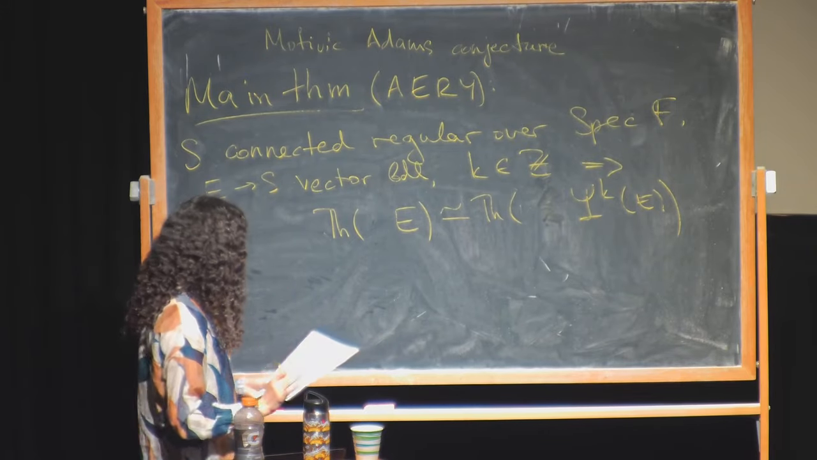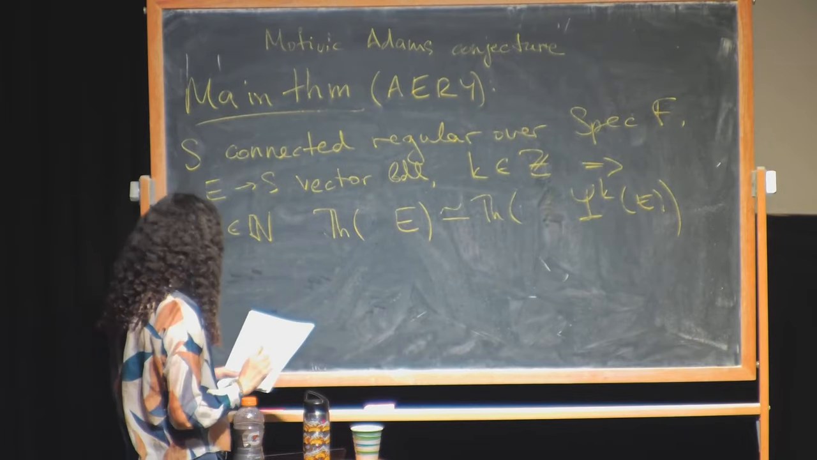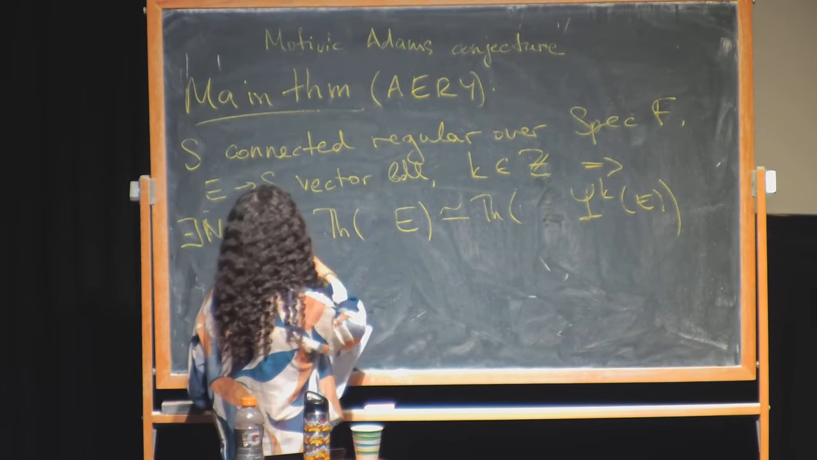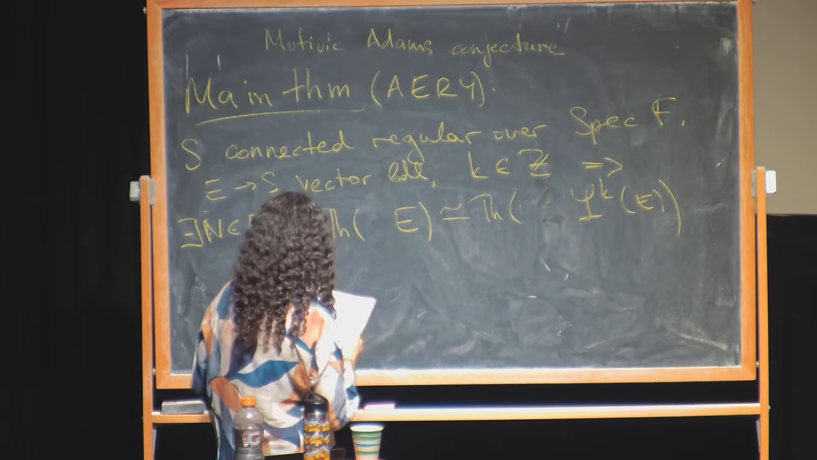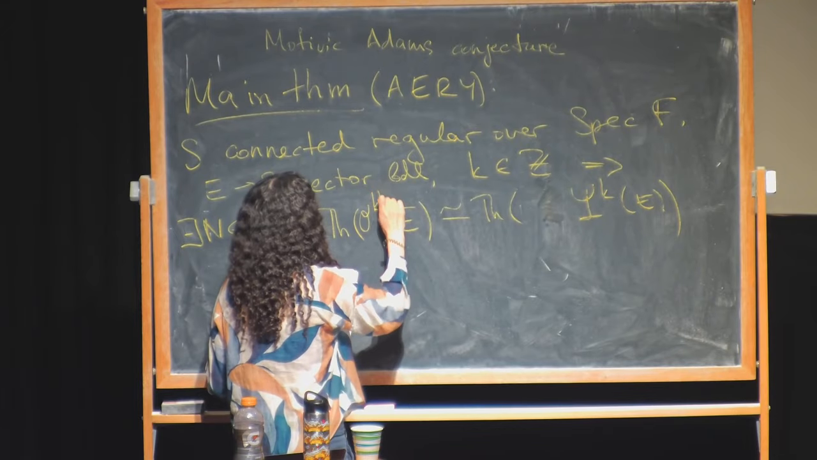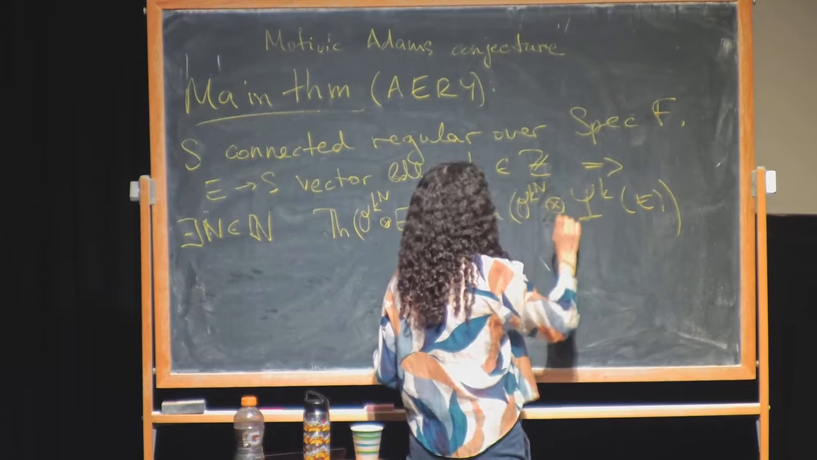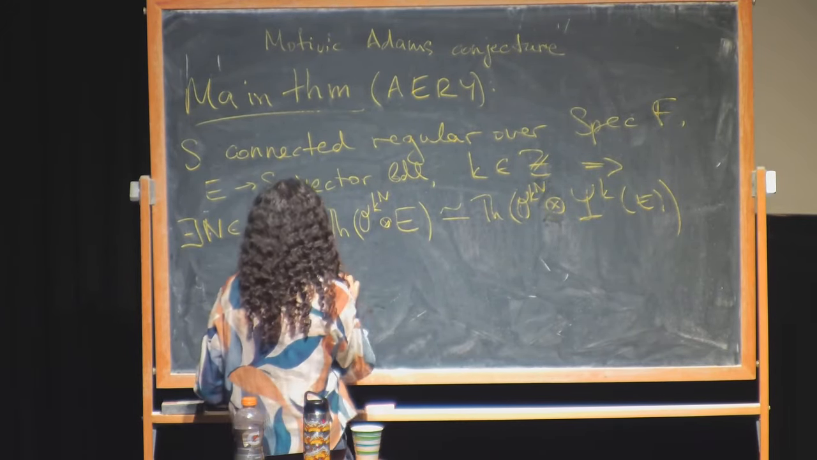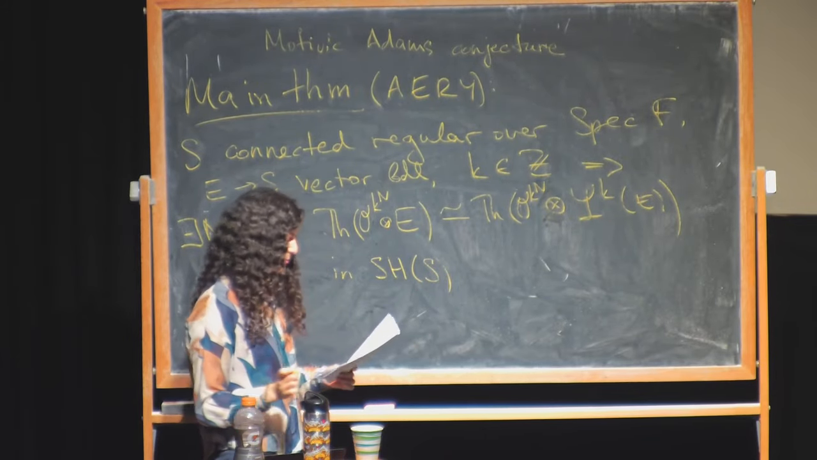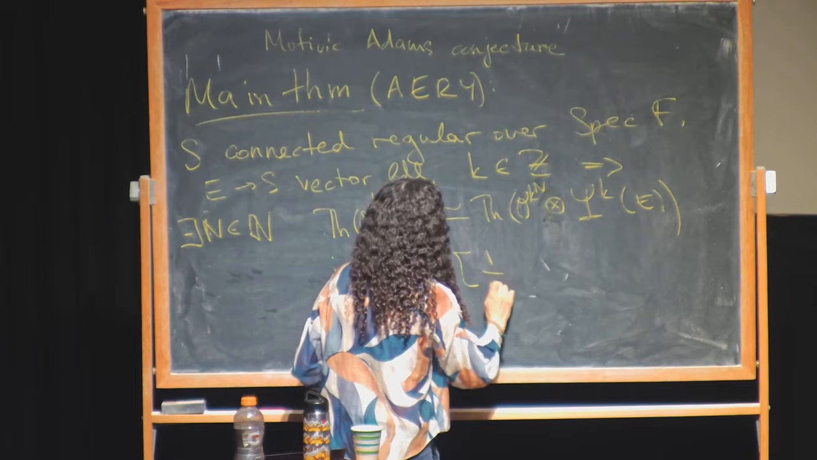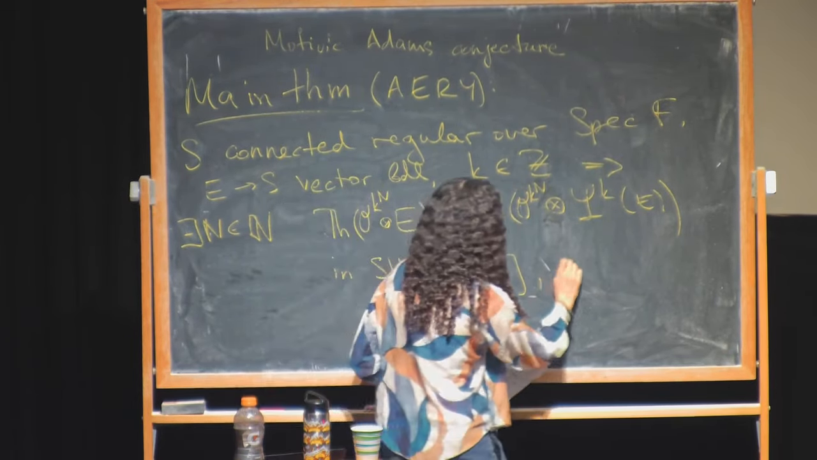So the statement is that there is a number n. For every vector bundle, you can find a number n such that when you take k to the n copies of E here and k to the n copies there, then these things become the same in SH. So you have to take k to the n times this guy, k to the n times that guy, and we'd like to say that they are isomorphic in SH. This is not quite what we have proven. We have proven it modulo inverting the characteristic of the field if it's p, so inverting the exponential characteristic.